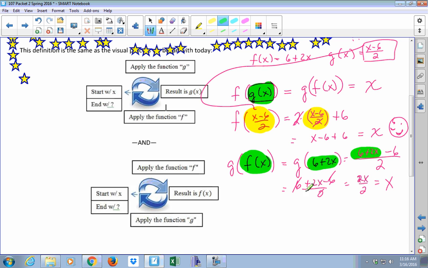Because it's 6 take away 6. That gives you 0. And you've got 2x divided by 2. Now you can cancel that 2 because it's a factor. It's multiplying x.